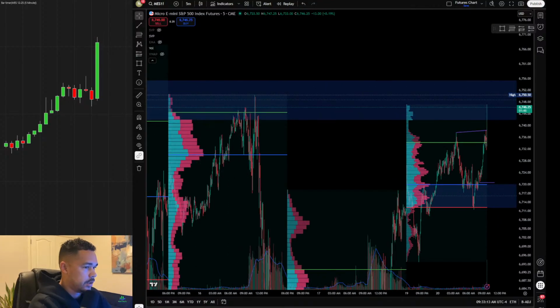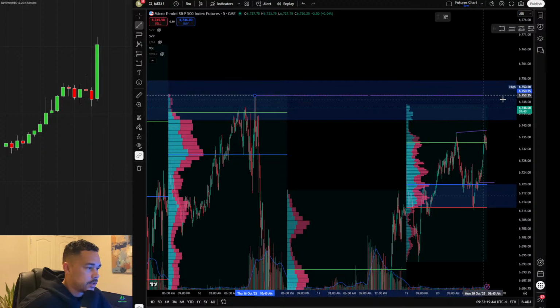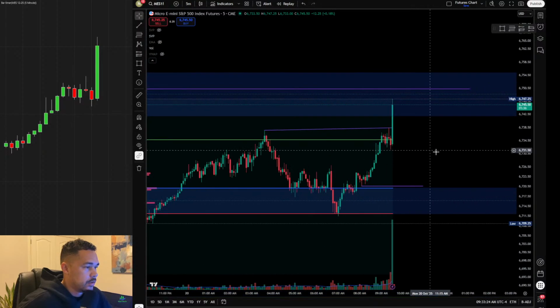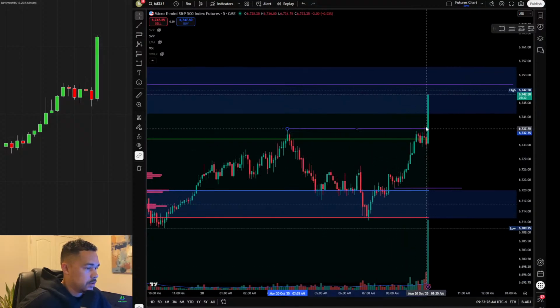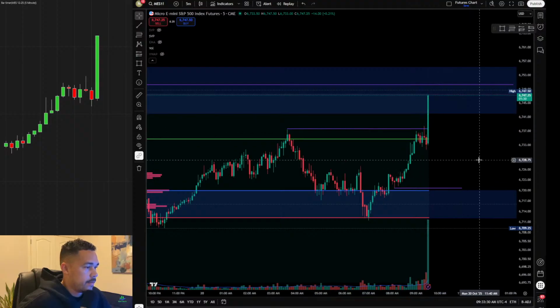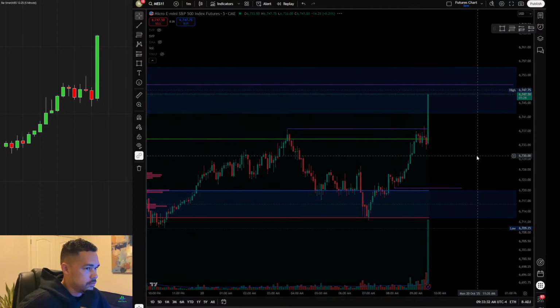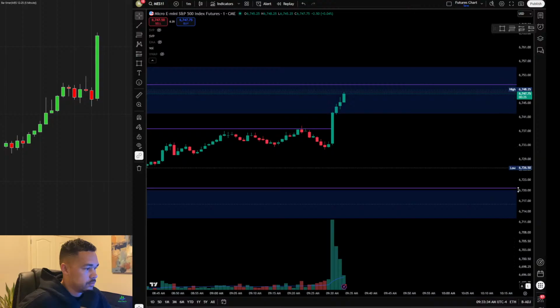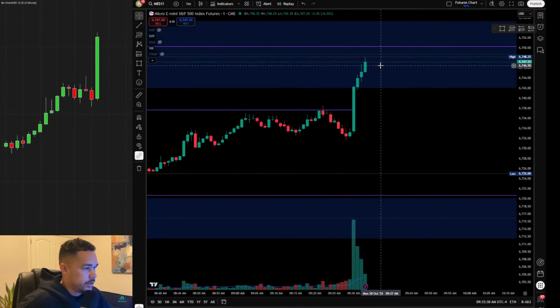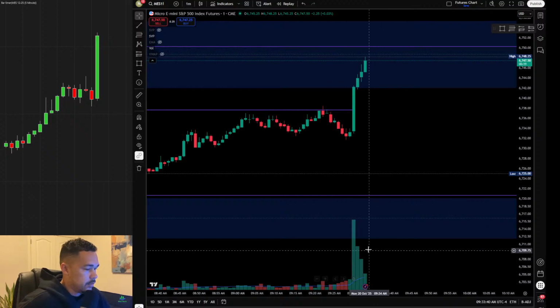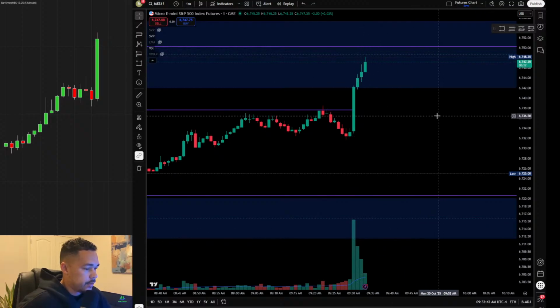Price could want to take out this high too, so I'm going to mark out this high from last Thursday's session, just in case it does. But you can see as we're getting into resistance currently, buying pressure is starting to slow down a little bit.